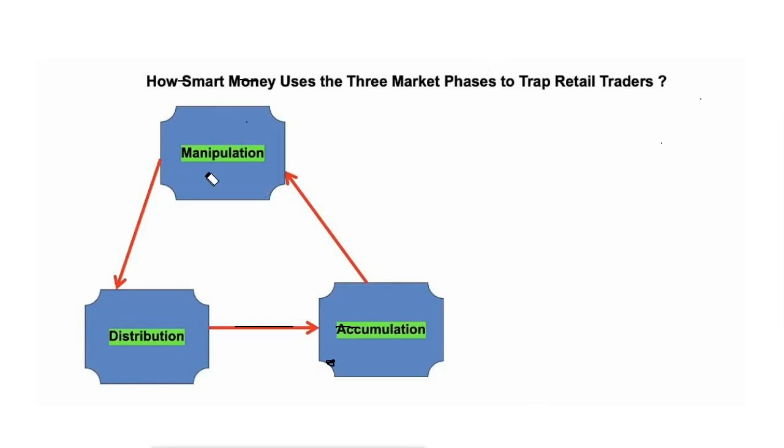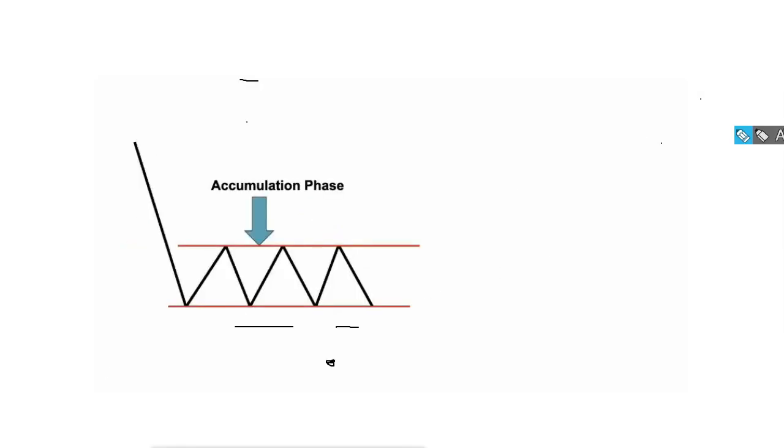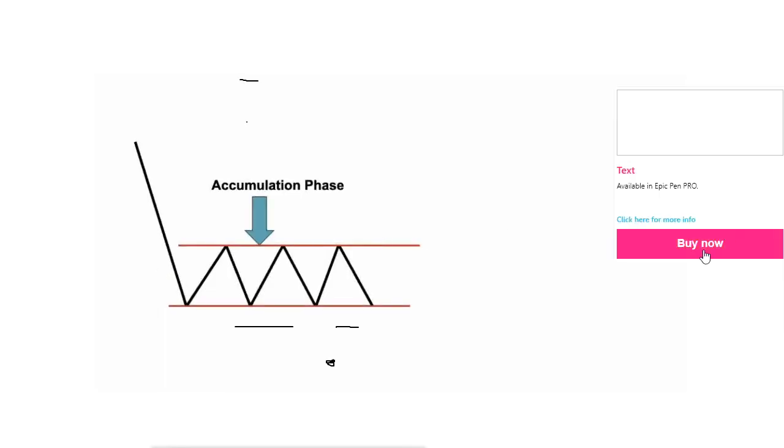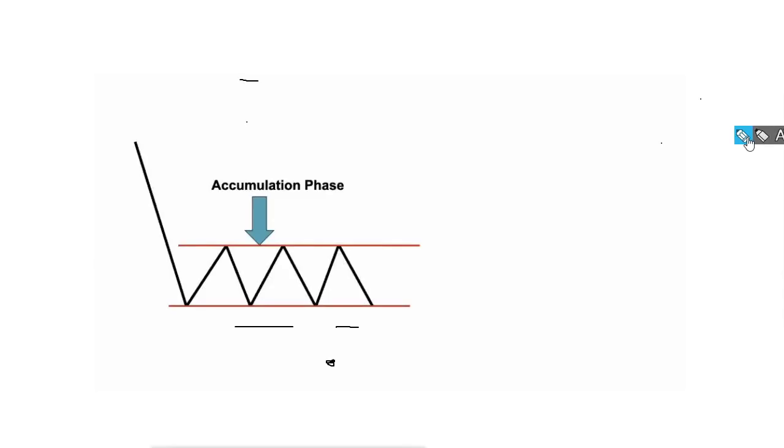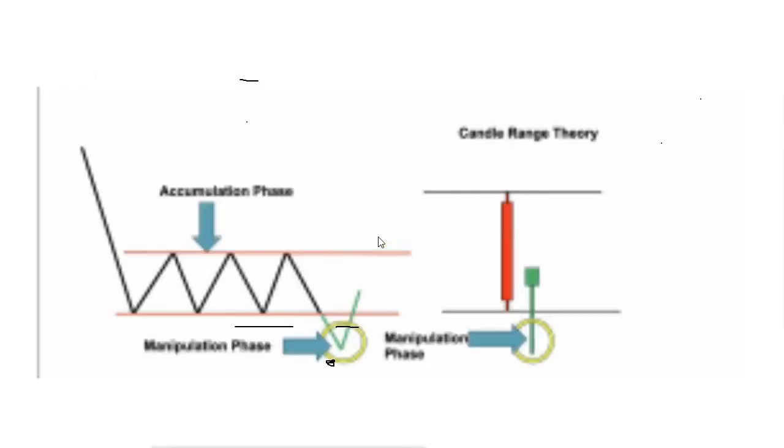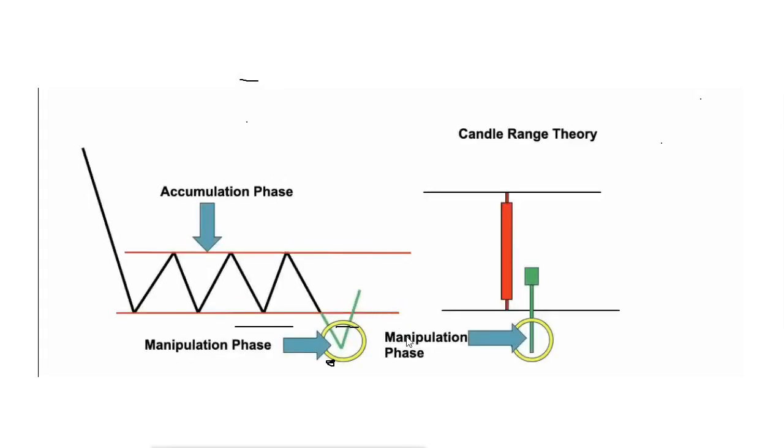So moving on, that's how the market maker uses the power of three. We have the accumulation, the manipulation, and the distribution. These are the three phases of the market maker, just like I've said earlier. The accumulation phase is where they trap orders.